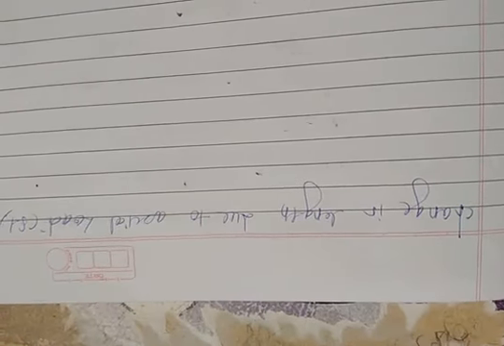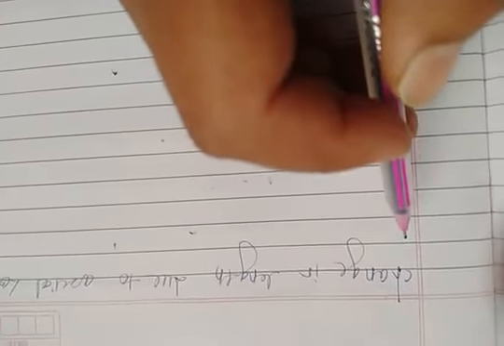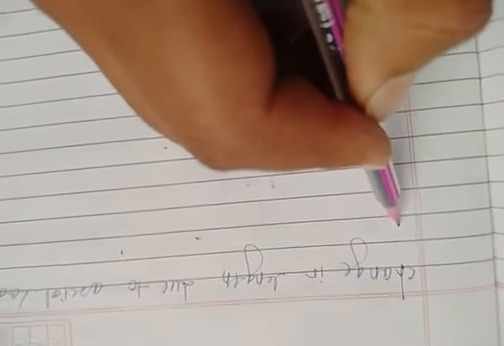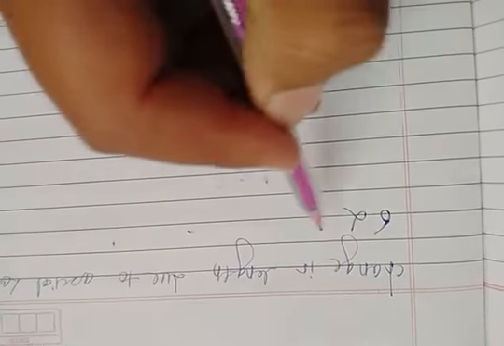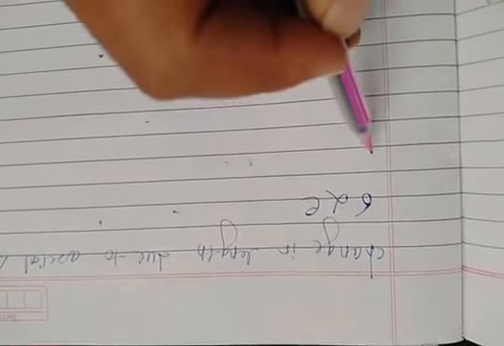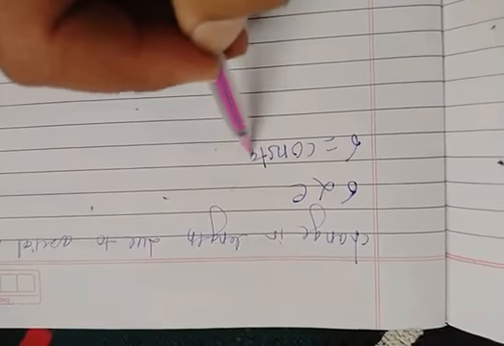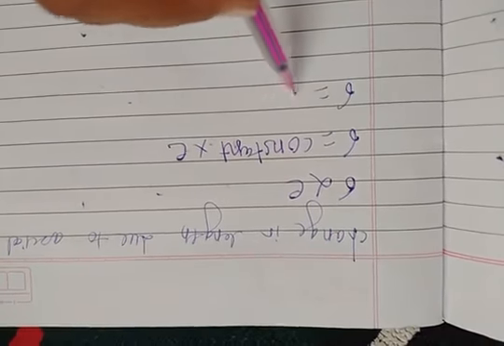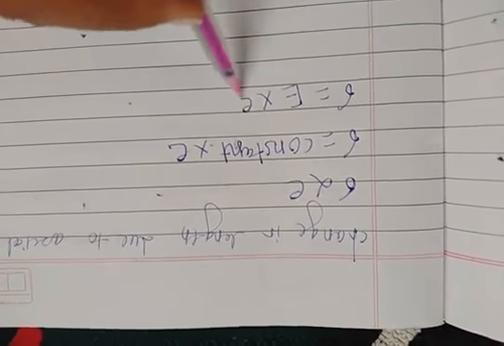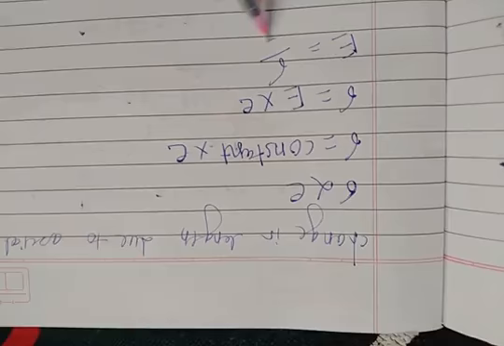Now we generate a particular formula for change in length. We generate this formula from Hooke's law. By the definition of Hooke's law, stress is directly proportional to the strain, so stress is equal to a constant multiplied by strain. That constant is taken as capital E, the Young's modulus, which is the ratio of stress to the strain.